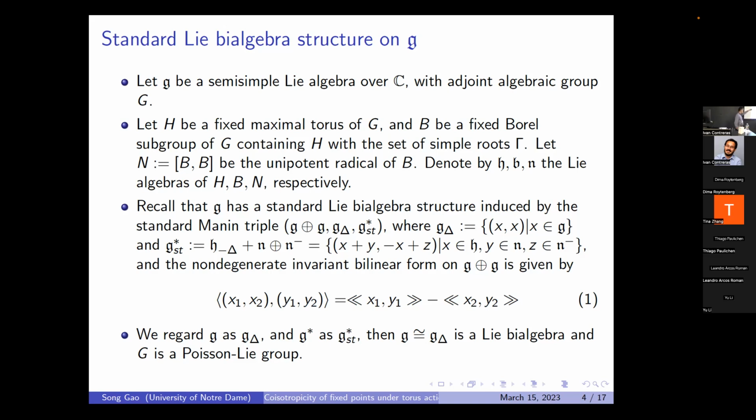So this is a Manin triple, and from the Manin triple we can introduce the bialgebra structure on G diagonal. If we identify G with G diagonal and G star with G star defined above, then the Lie algebra G is a Lie bialgebra, and its Lie group G is a Poisson Lie group.